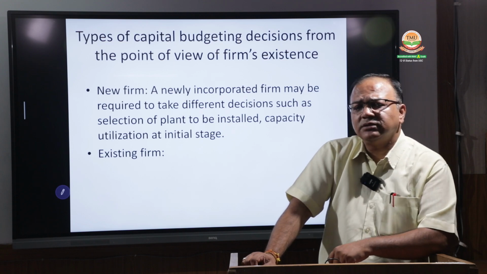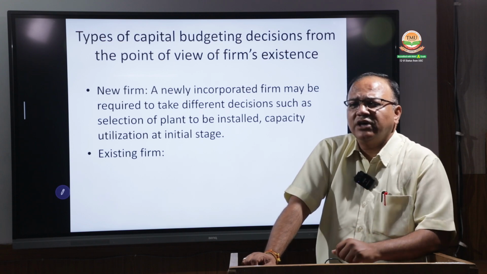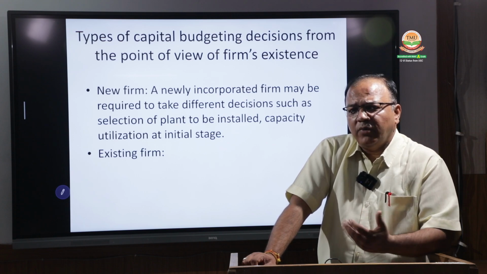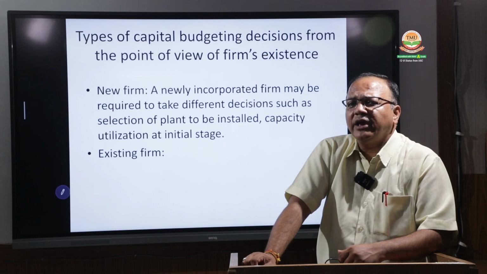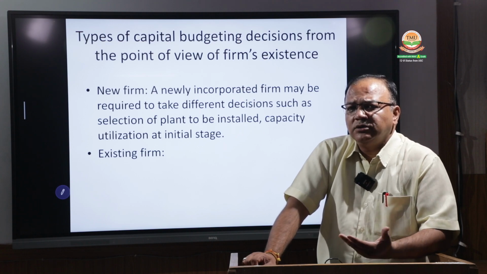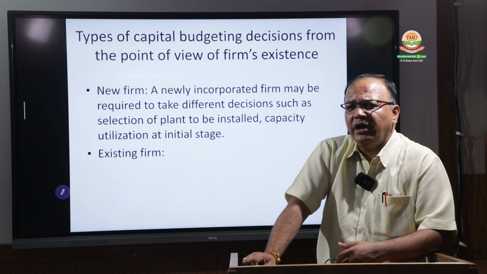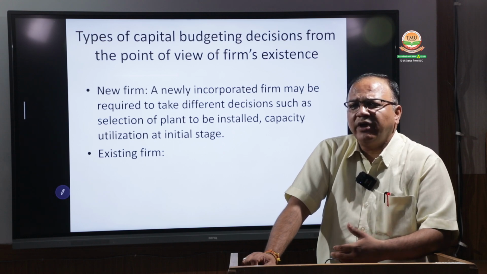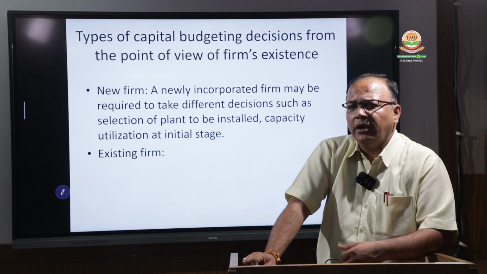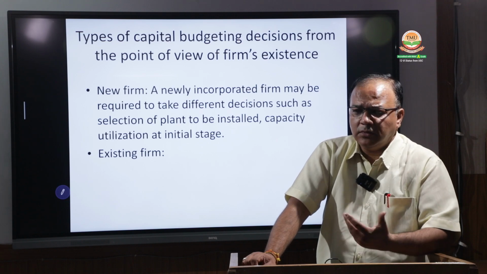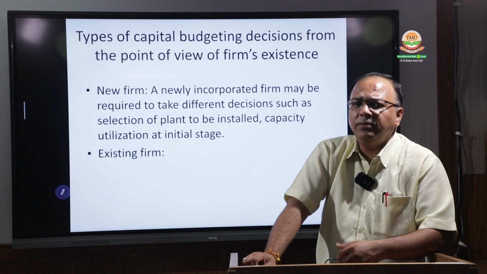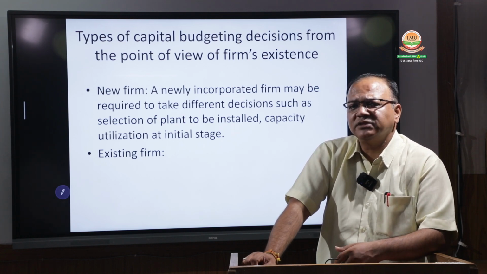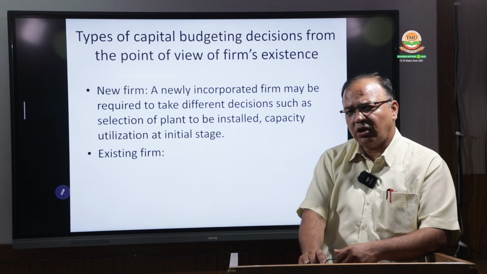And second type means our organization is running and after some time you have to take some decisions. Like you started your organization 20 years ago and after 20 years, now the organization requires some capital budgeting decision. It may be about the expansion, it may be about the replacement and modernization, and it may be about the diversification as well. So we have discussed a lot.